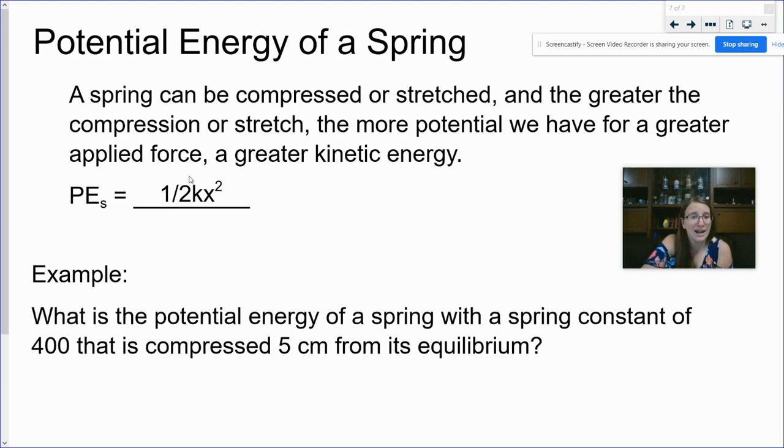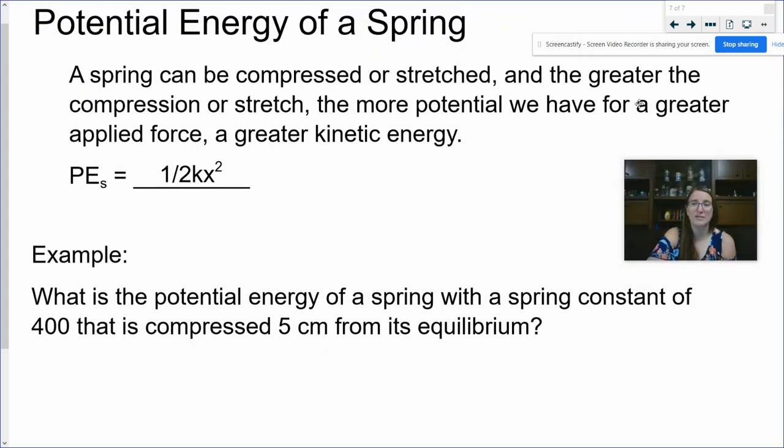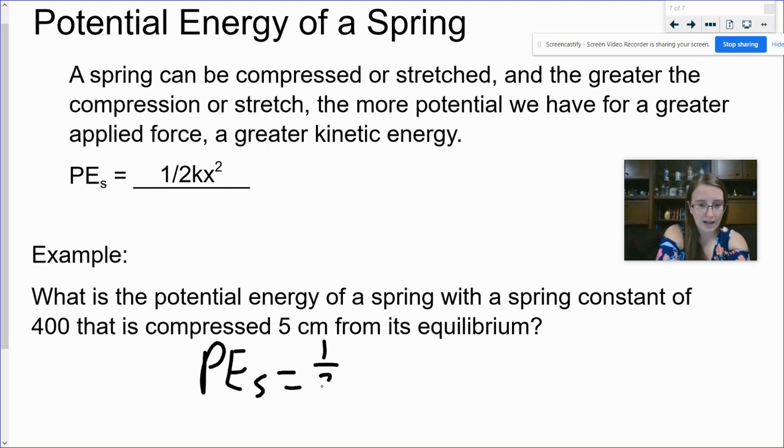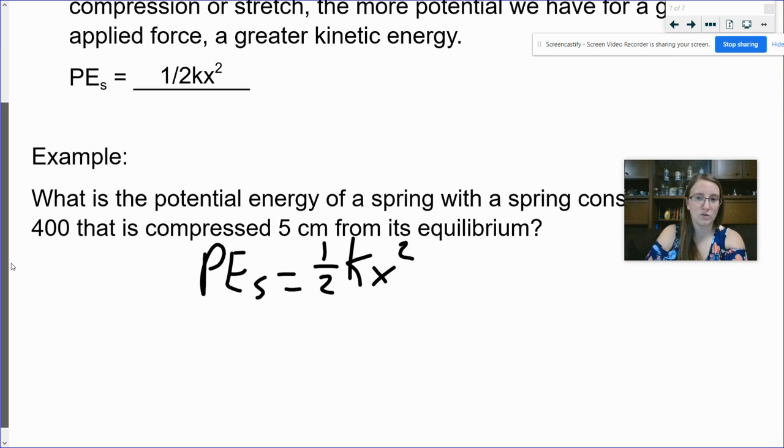So the potential energy for a spring looks actually like the formula for kinetic energy for any object. This is 1/2 K, that constant we just talked about, times X squared. Remember, X is how far it is compressed from its equilibrium, compressed or stretched. So like I said, the questions are going to be very simple. We'll do a couple extra in class. But this question says, what is the potential energy of a spring? So potential energy of a spring is 1/2 K, its constant, times X squared, its displacement from its equilibrium.